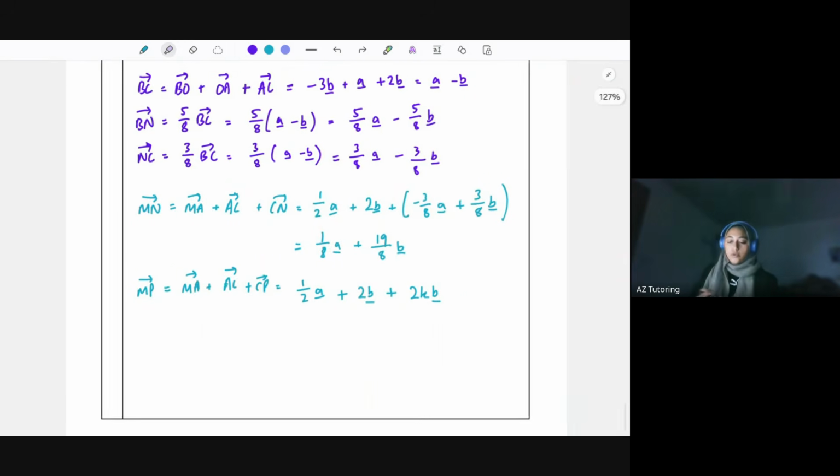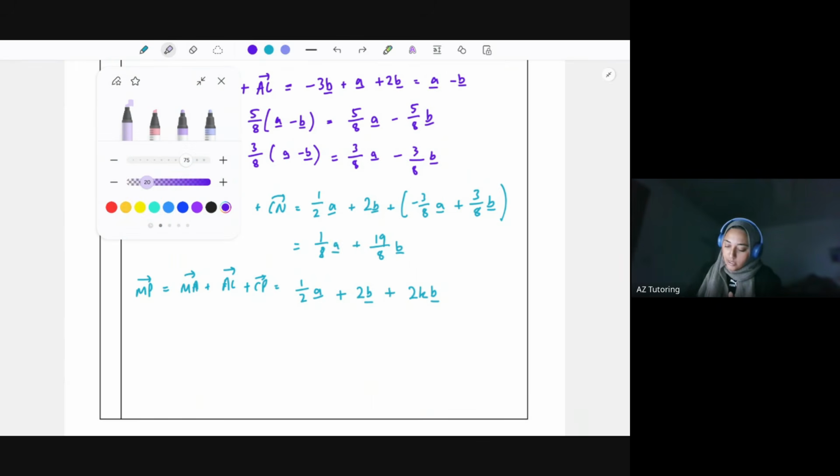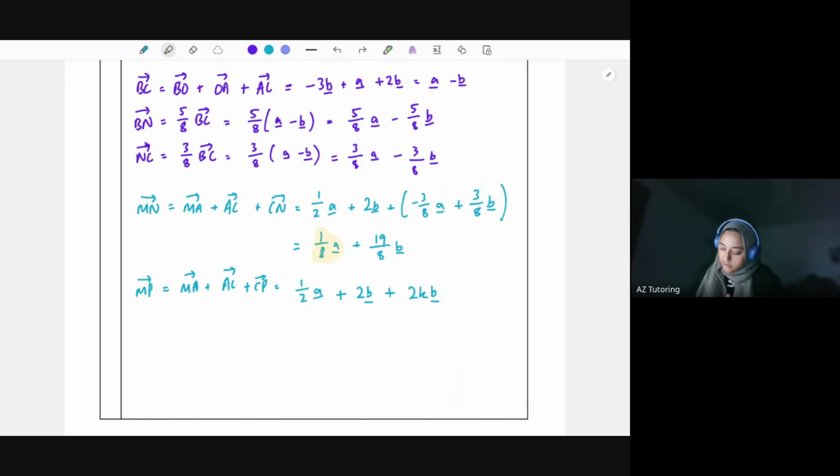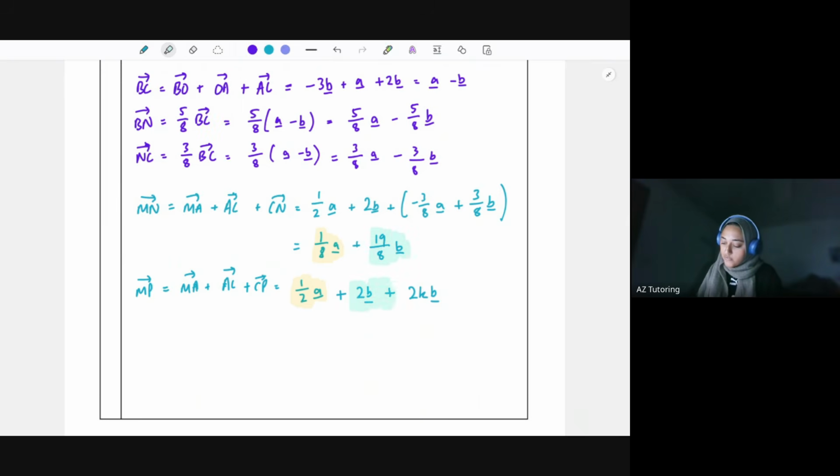Okay, so we're not done. The question says find the value of K. Now, I know that both these are multiples of each other because they lie in the same straight line. So I can compare the A's together. I'm going to do it in a different color. I'm going to be comparing the A's together of both of these. And I'm also going to be comparing the B's together of these to figure out what K is, because they're multiples of each other.